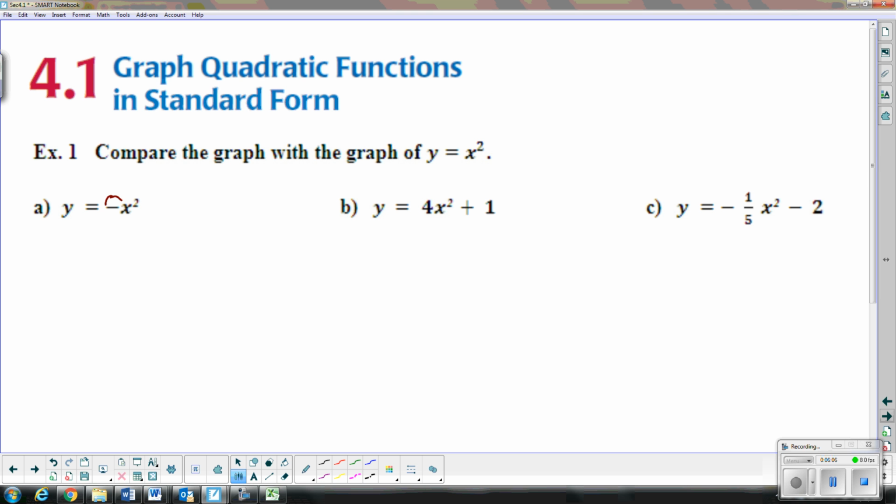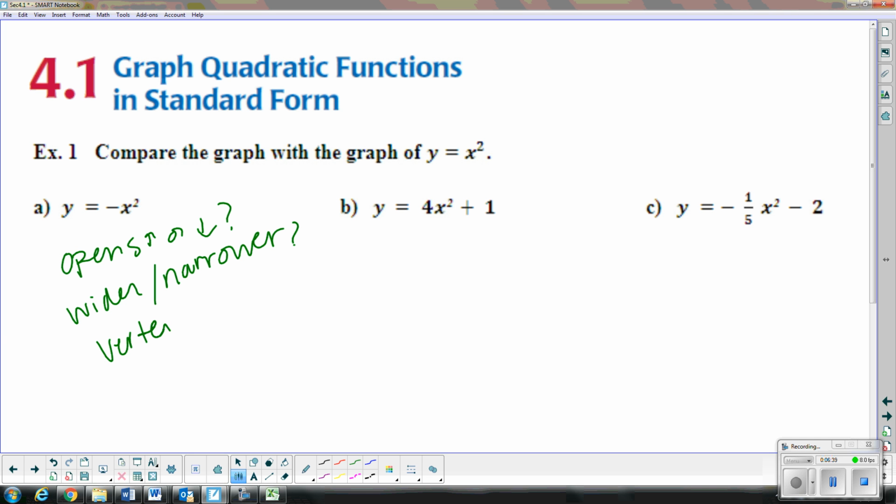For this next part, just like we did with our warm-up exercise, we're going to compare with the graph of y equals x squared. Again, I want you to pause this video while you plug these values into your calculator, and then say whether it opens up or down, if it's wider or narrower, and what the vertex is. Please pause this video while you work and unpause for the solution.